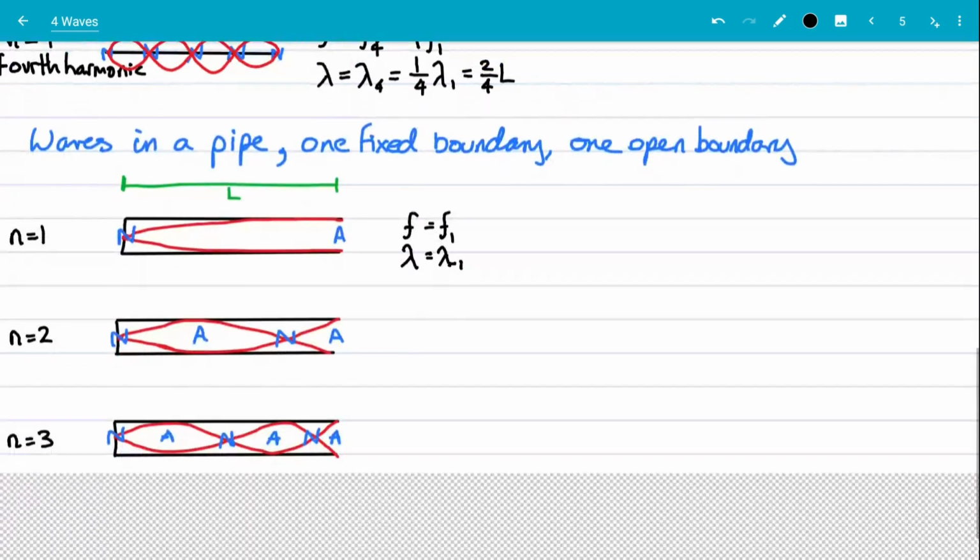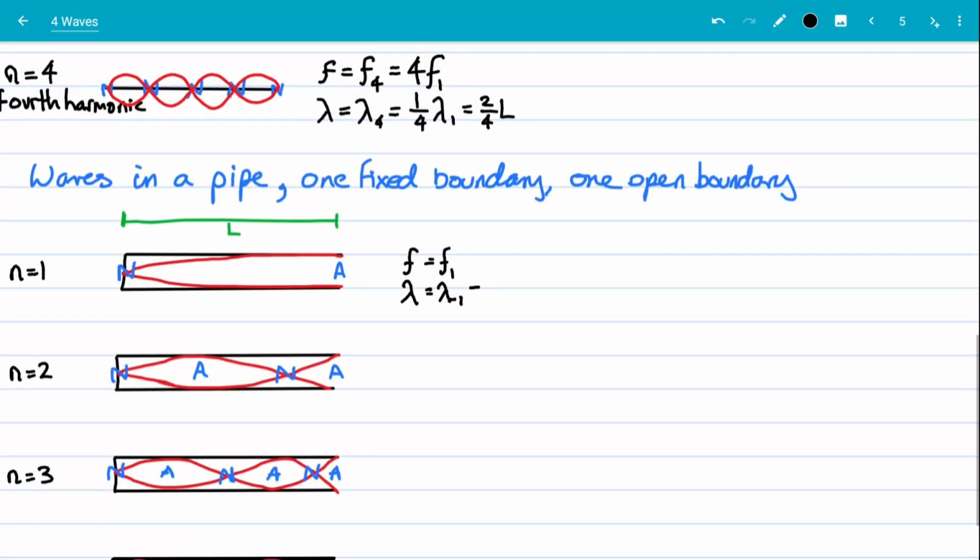So we can do the same thing with this. We can say that that is equal to, and this time it's obviously going to be 4L. It's different to last time. It's a quarter of a wavelength between the node and the adjacent antinode. So 4L is going to be one wavelength.